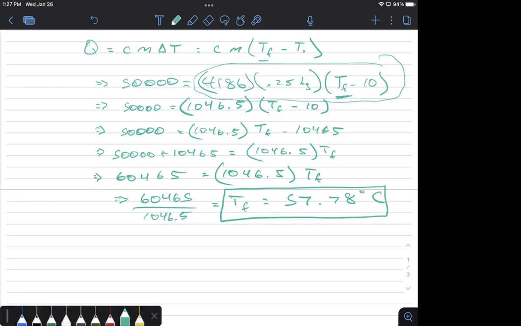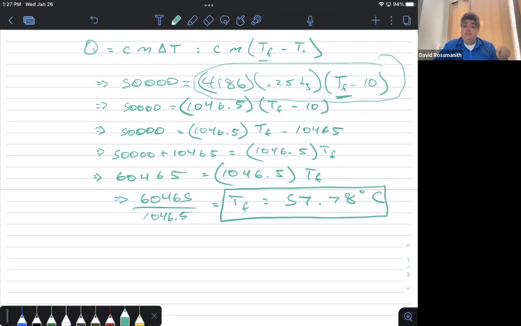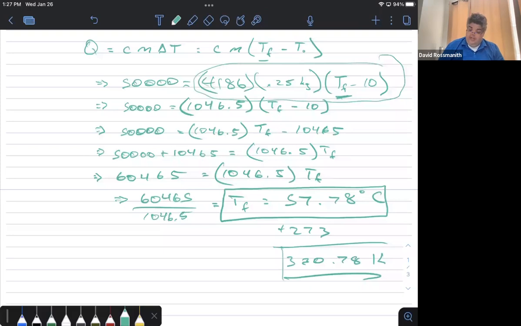Also, for those of you that wanted to do Kelvin instead of Celsius, what you could do is take this number and add 273 to it. And the answer would be 330.78 Kelvin. So either one of these two answers is fine for me. If I'm grading your test, if you give me 57 degrees or 330 Kelvin, they're both fine. Any questions about this example?